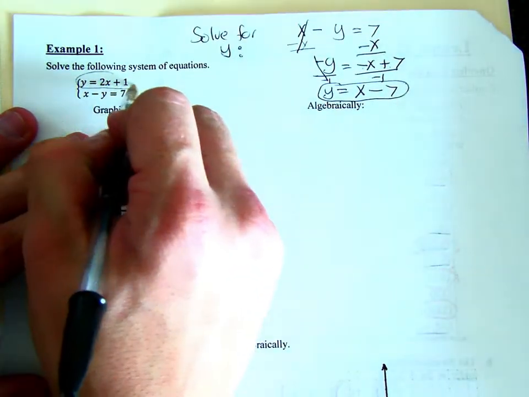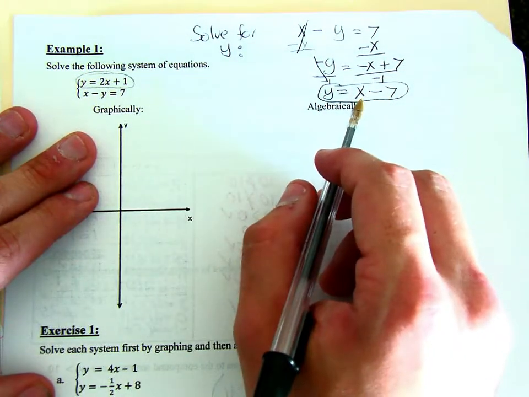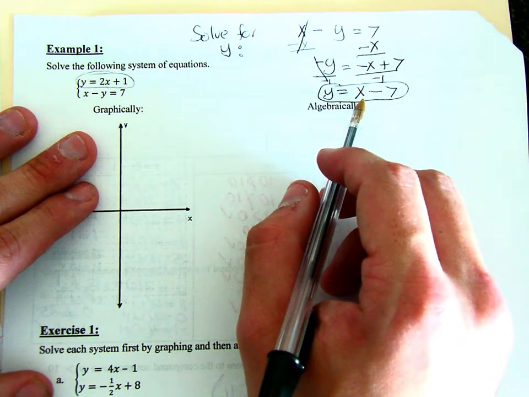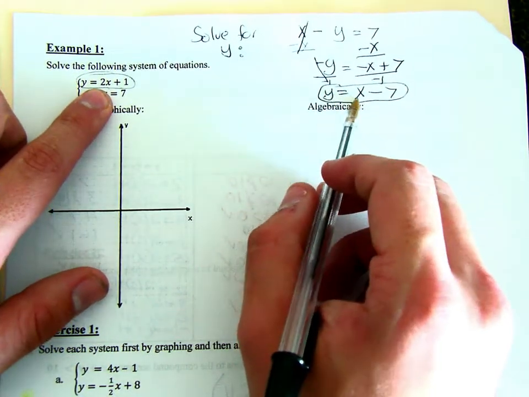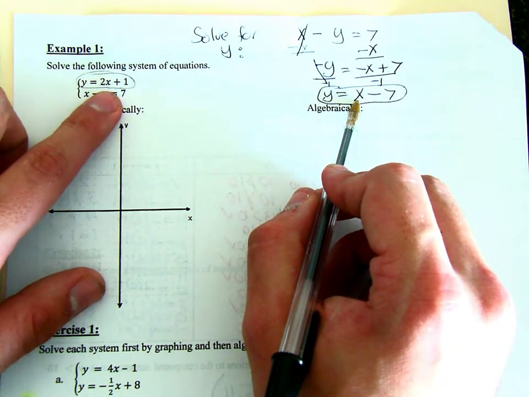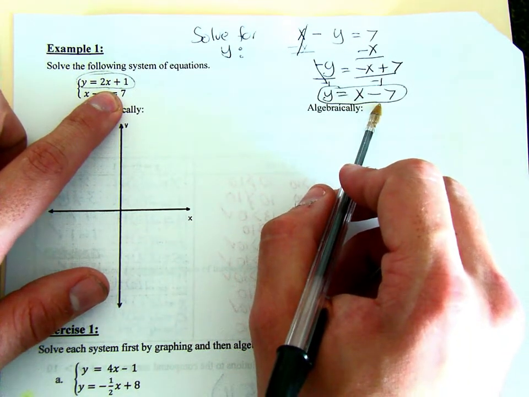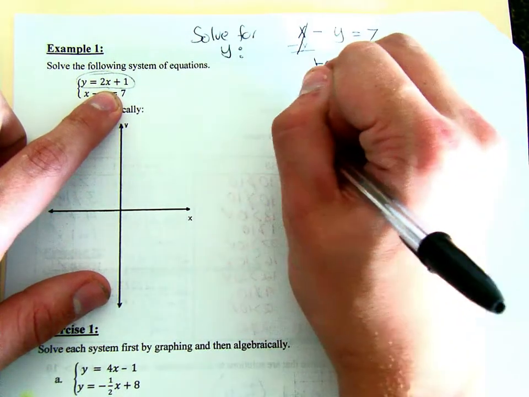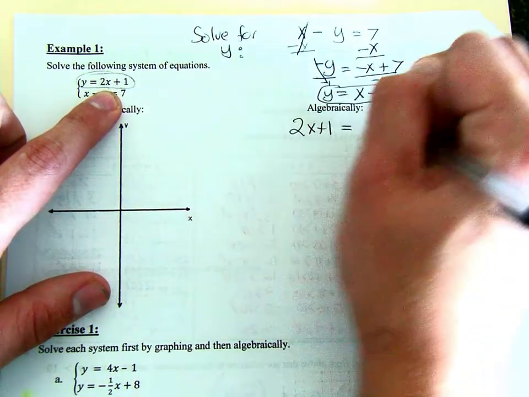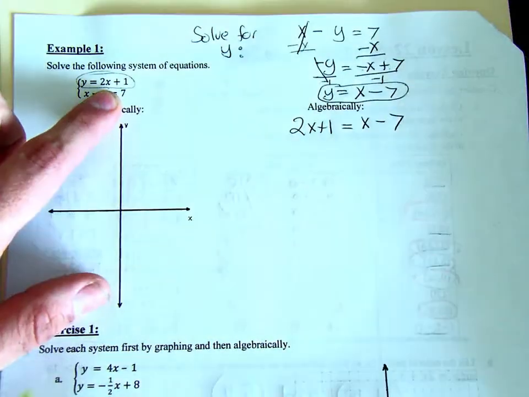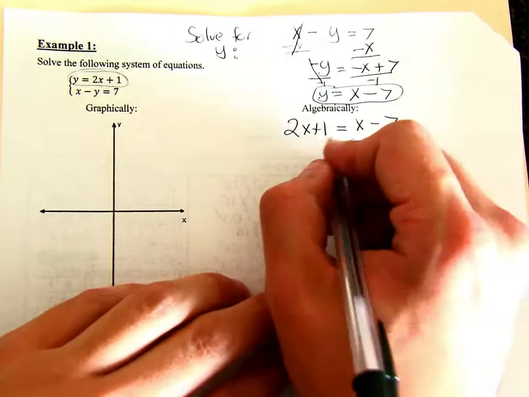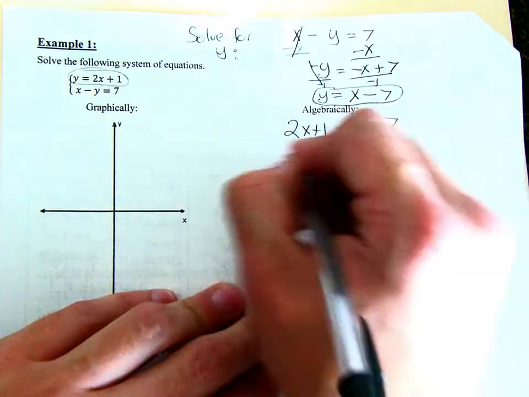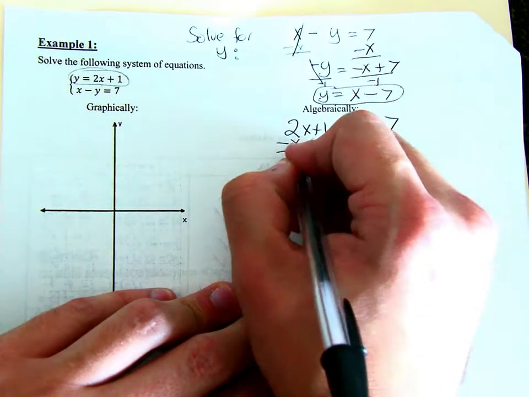So I have this original equation, y is equal to 2x plus 1, and now I solved this other one for y. Y is equal to x minus 7. So if we know that y is equal to 2x plus 1, and we know that y is also equal to x minus 7, we can set 2x plus 1 and x minus 7 equal to each other. So I'm going to take 2x plus 1 and set it equal to x minus 7. And then I want to solve for x. So I have to get x on one side, so I'm going to subtract x on both sides.